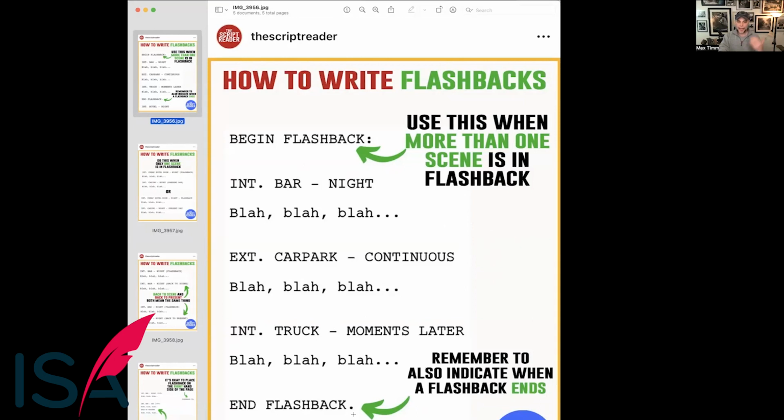Because boom, now it gives just a visual reference to end. So you do want to reference begin and end. You can do the same exact thing with montage. Montage is basically the same exact thing.